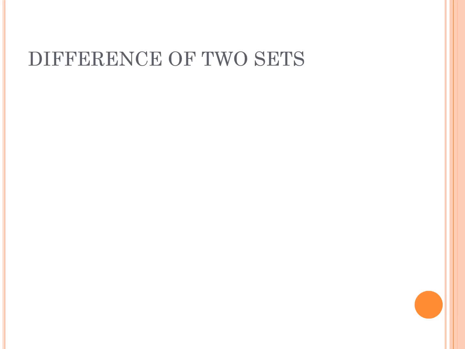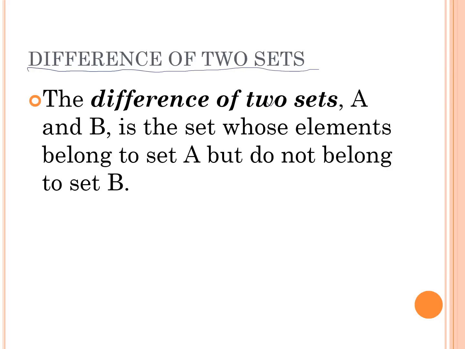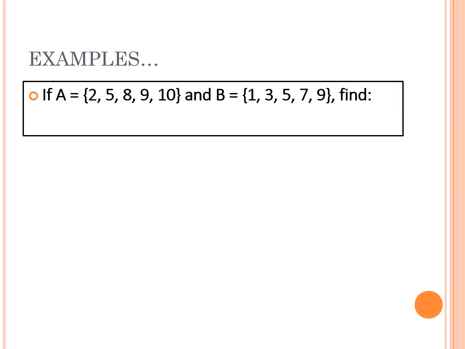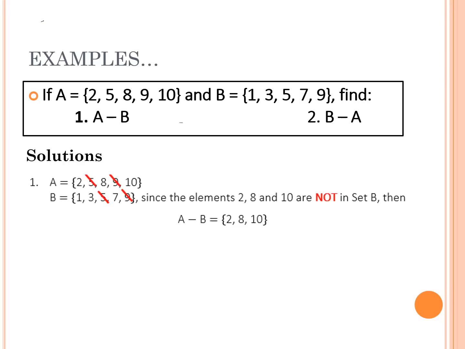Now, the fourth and last set operation is the difference of two sets. The difference of two sets A and B is the set whose elements belong to A but do not belong to set B. In symbols, the difference of A and B is A minus B, and the difference of B and A is B minus A. Here are some examples. So we have A minus B first. We are just going to remove the elements of set B from set A. And here is the solution.